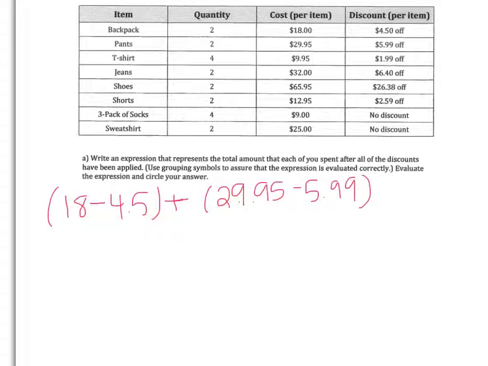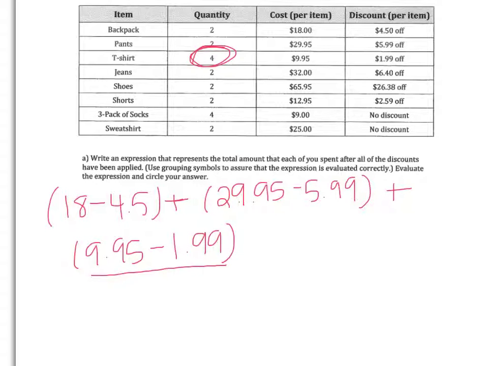But I didn't stop there. I also bought t-shirts. So the price of a t-shirt is $9.95. But I had a coupon, got $1.99 off. How many t-shirts did I buy? Remember, there are 2 of us shopping, and we each buy the same thing. So if we bought 4 t-shirts in all, each of us bought 2 t-shirts. This expression right here gives me the price of 1 t-shirt. So I need to multiply this quantity by 2 so that I know how much I paid for my 2 t-shirts.